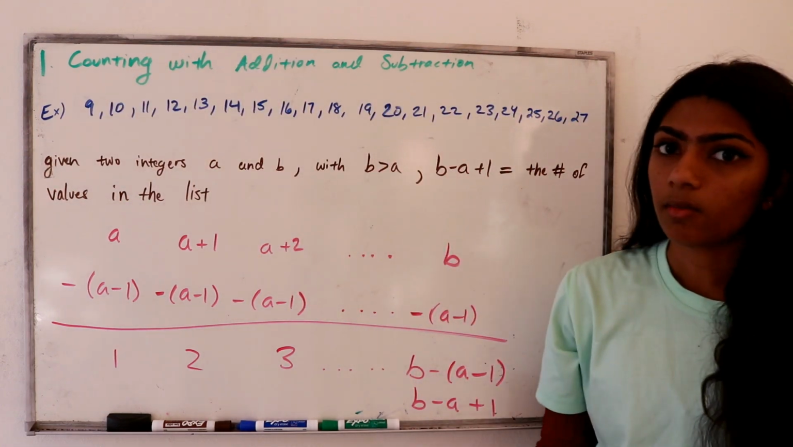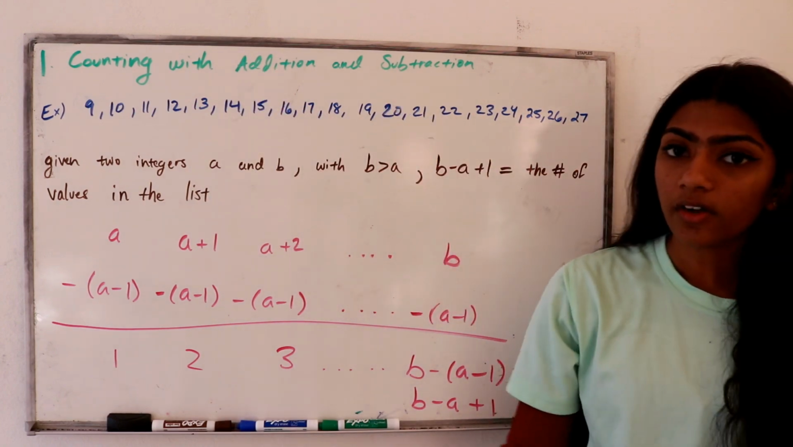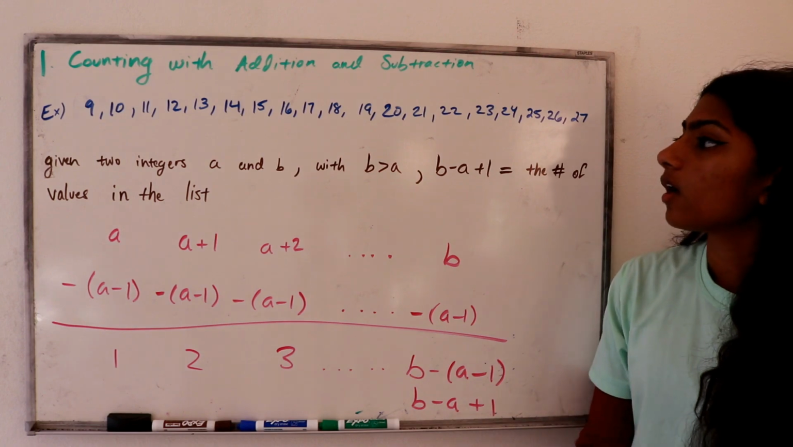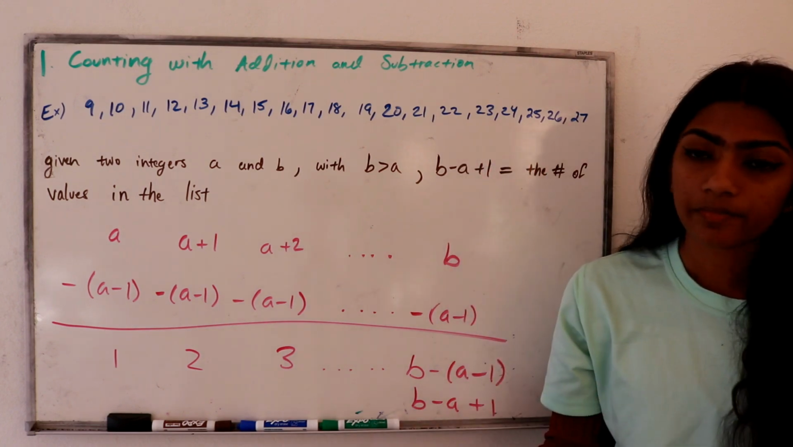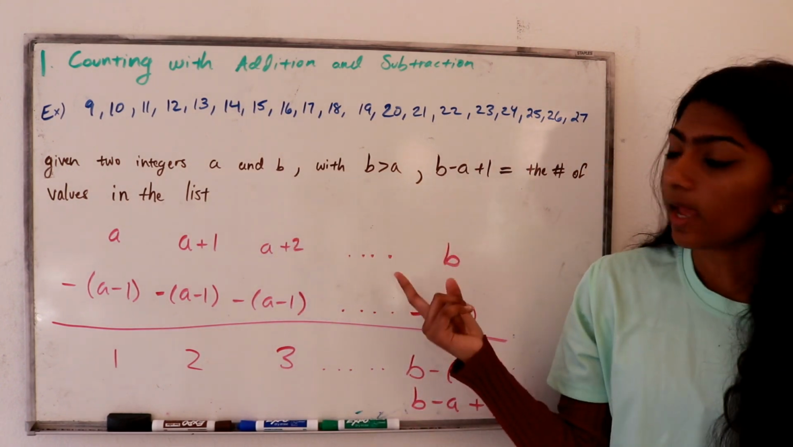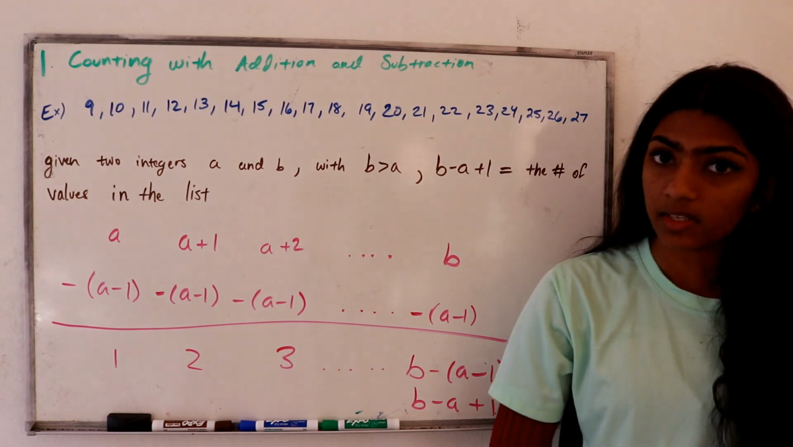So what we usually do is just count by ourselves. But what if we had 100 numbers, or 1,000 numbers? It's going to be much harder. So another way we can do this is with an equation. Given two integers a and b, with b greater than a, b minus a plus 1 is going to give the number of values that are in the list.